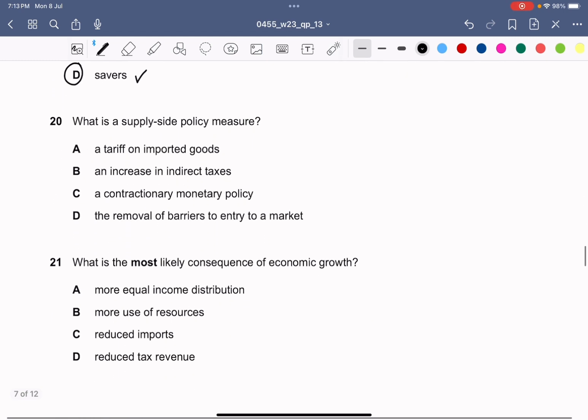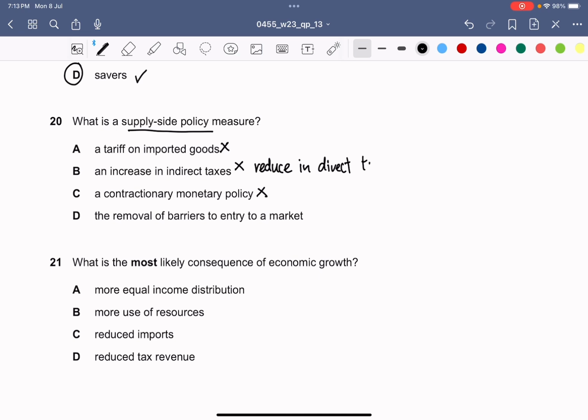What is a supply side policy measure? This one no, B no, and C no. Actually, for B, the correction will be a reduction in direct taxes. So this can create an incentive for firms to expand their business and also workers to work. So D is correct, because the removal of barriers to entry to a market is deregulation, which is a type of supply side policy.